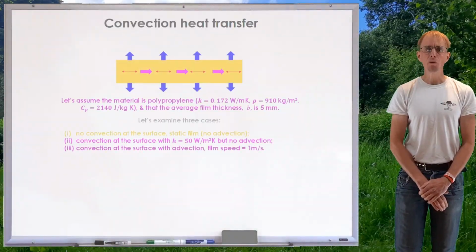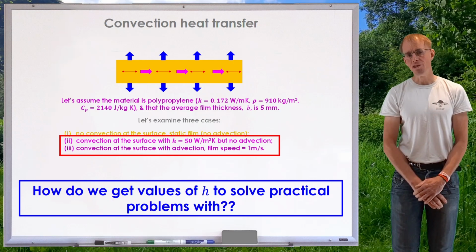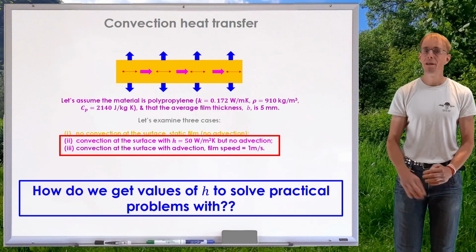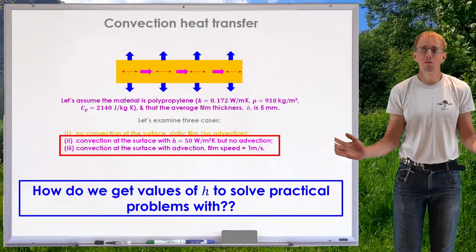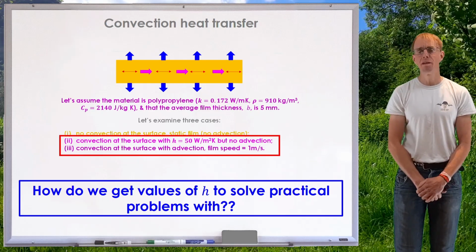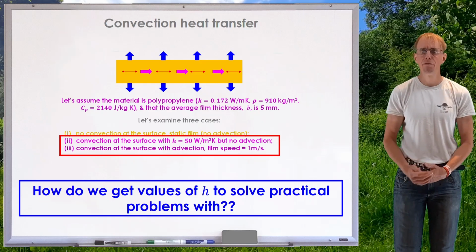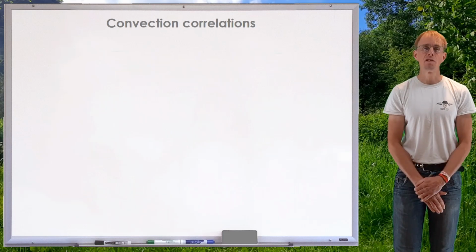a somewhat pertinent question when we're dealing with convection heat transfer. And that question is, how do we get values of H to solve practical problems with? In the previous part of this lesson, we sort of made a sweeping assumption. We said, your natural convection heat transfer coefficient, or your forced convection heat transfer coefficient, is 50 watt per meter squared Kelvin. How did we get that value? Is it even reasonable? For a different problem, how do we get a value of H? And that's what I want to address now.